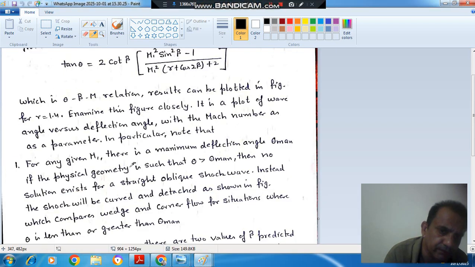For any given M1, there is a maximum deflection angle theta max. If the physical geometry is such that theta is greater than theta max, then no solution exists for a weak shock wave. Instead, the shock will be curved and detached, as shown in the figure, which compares wedge and corner flow for the situation where theta is less than or greater than theta max. Okay, so this is the first point.